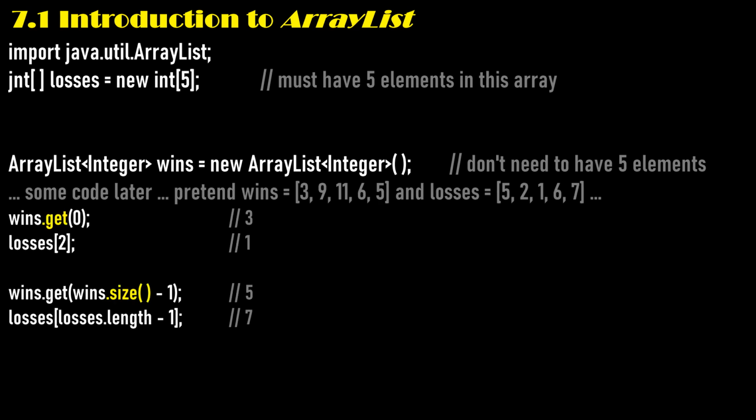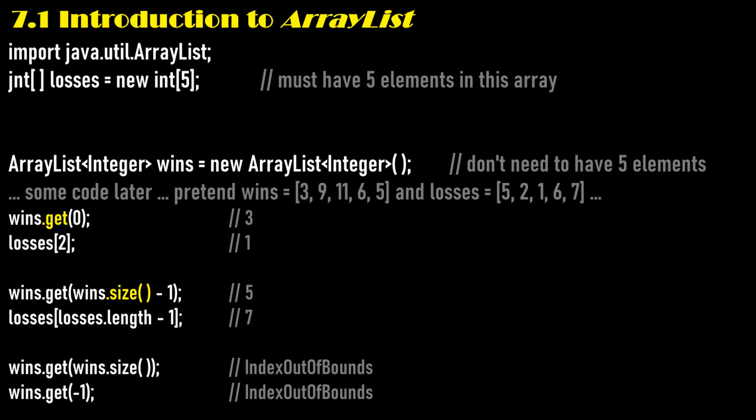However, indexing for ArrayLists is the same as arrays, where it ranges from 0 up to the length of the ArrayList minus 1. Any other number outside of this range will throw an out-of-bounds exception.